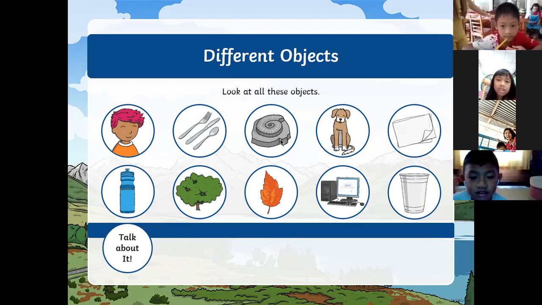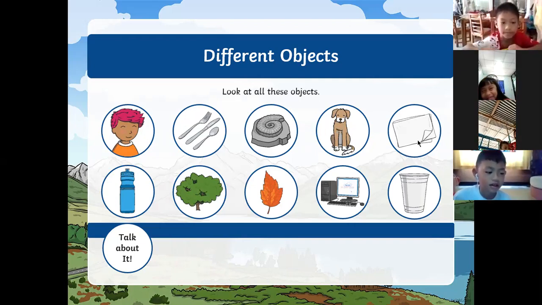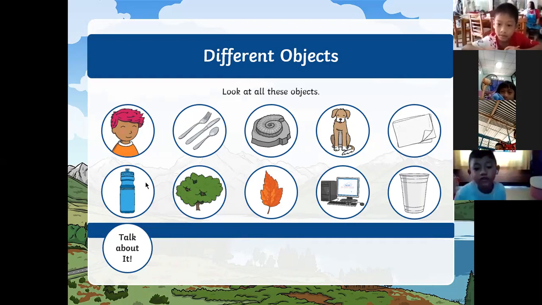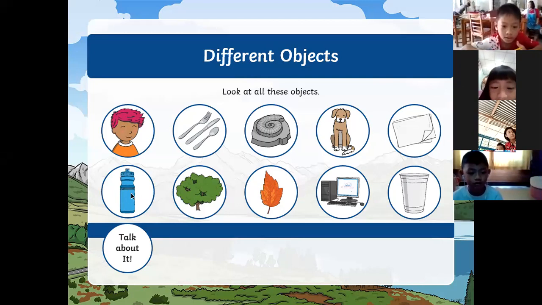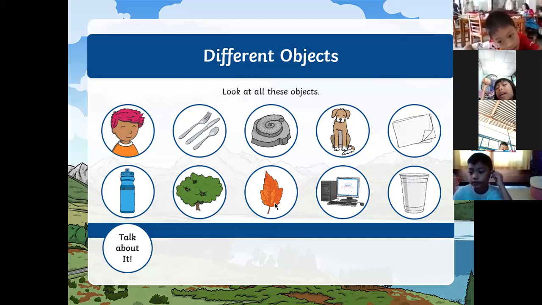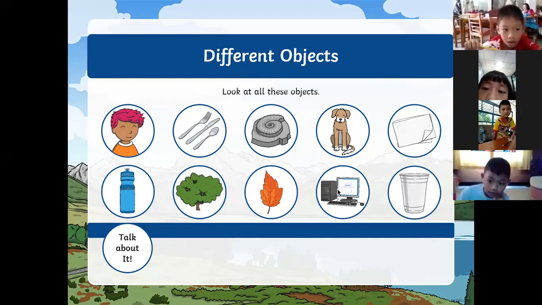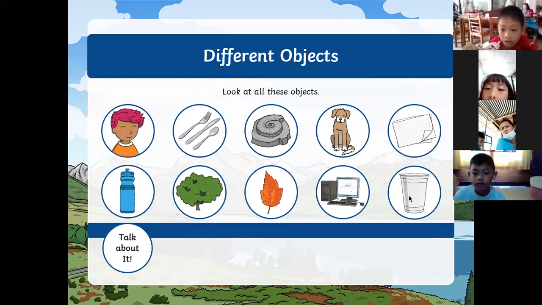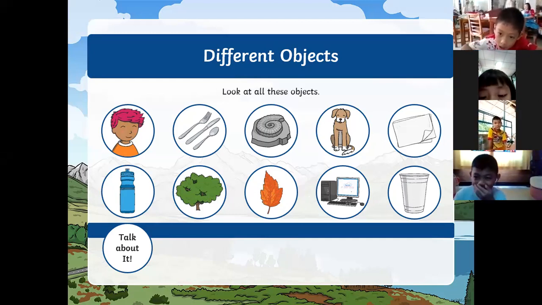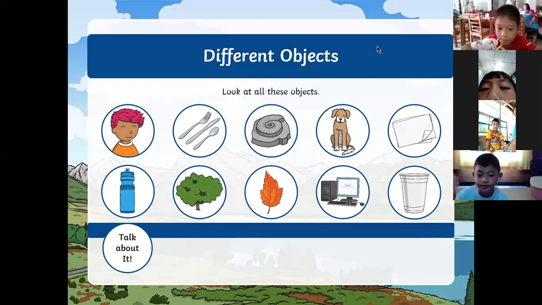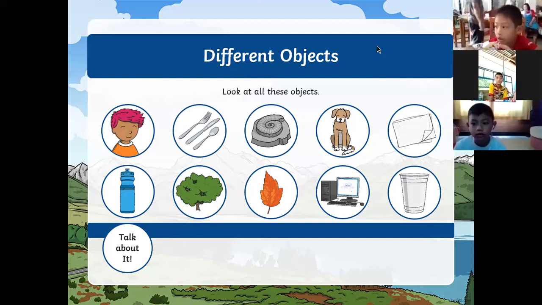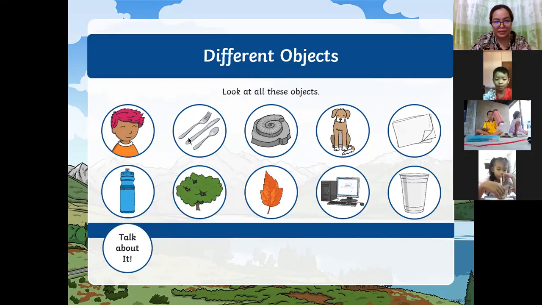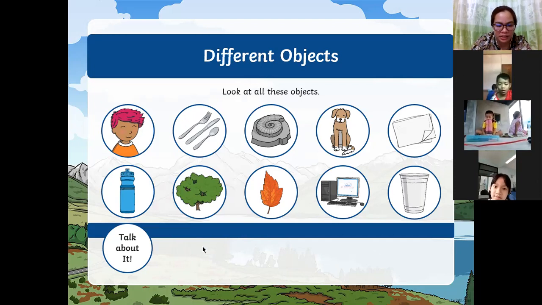How about this? Shell. Okay. This one. Dog. It's a dog. This one. Paper. It's a paper. This one. Water. It's a water bottle. This one. Tree. This one. Leaf. Or the dried leaves. This one. Computer. This one. Cup. It's a cup, or maybe it's a glass, right? Okay, so then we have this.